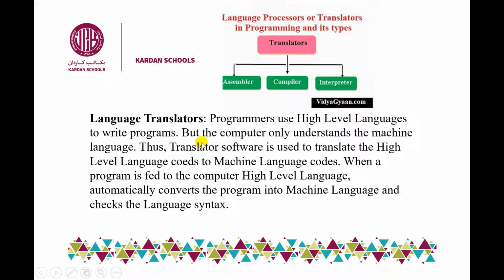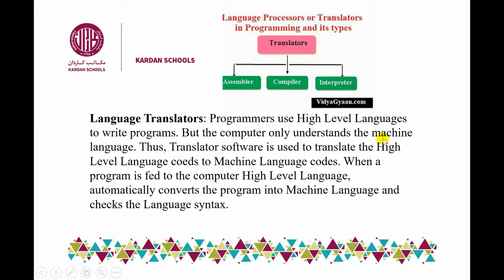Because high-level language is easy for the programmers to write programs. And if we write programs in low-level language, it's very, very difficult for us. And here it's written that programmers use high-level language to write programs, but the computer only understands machine language. Do you understand? The computer just knows machine language. It just knows 0 and 1. It doesn't know anything else.